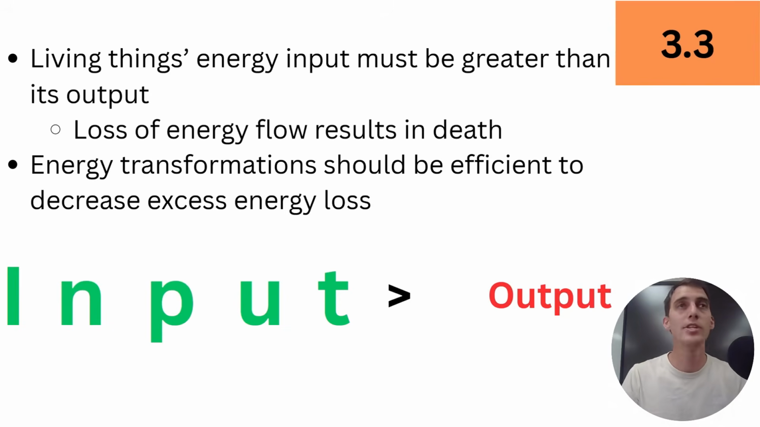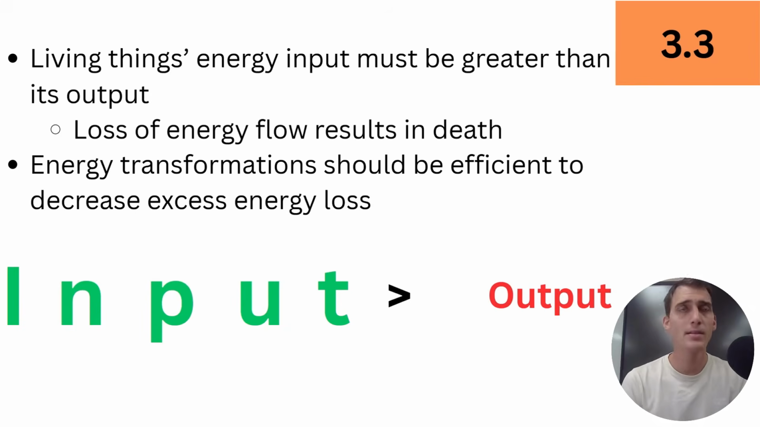All of our energy is borrowed, right? Energy gets transferred from one to the other. We can't create our own energy. We can't destroy our own energy. So we get it, intake it, and then output it. And the intake always has to be greater than the output. All of our energy is just borrowed, right? Energy transformation should be efficient to decrease excess energy loss.